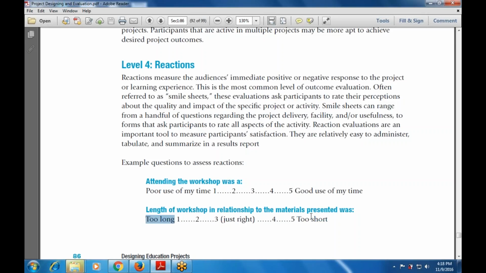It depends whether you use 1 as the lowest or 5 as the lowest. Generally, the negative point is taken as 1 and the positive point is taken as 5. Generally, carry on with this scenario. So the length of the workshop in relation to the material that was presented was too long, 1, then 2, then 3, up to 5.